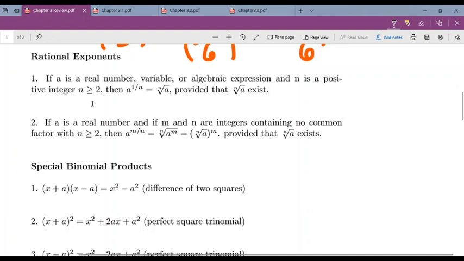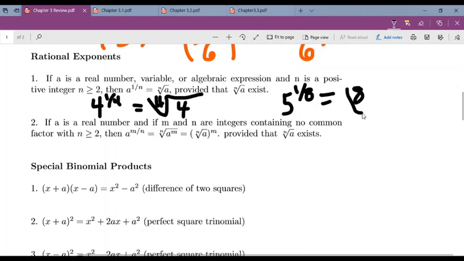So what we're looking at here, just a general example. Say I've got 4 raised to the 1 over 4. That would be the same thing as the fourth root. It's important to put that root within this little triangular area, or V area. So it's the same thing as the fourth root of 4. If you want another example of it, if I had 5 raised to the 1/8, it'd be the same thing as the 8th root of 5.